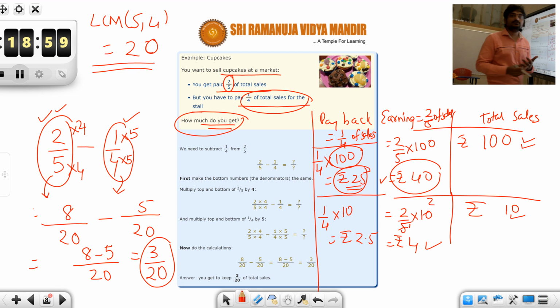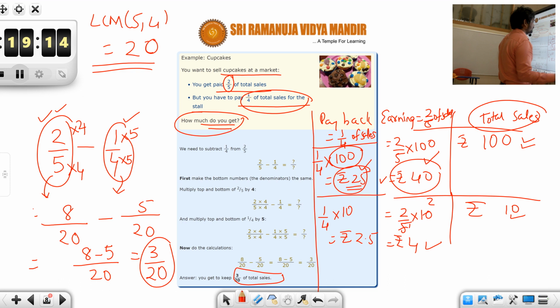That is important. Here in this example, if the total sales are 100 rupees, your earning would be 40, and out of that you need to pay back 25. So how much do you get? That is 40 minus 25. So you will be getting 15 rupees in fact.